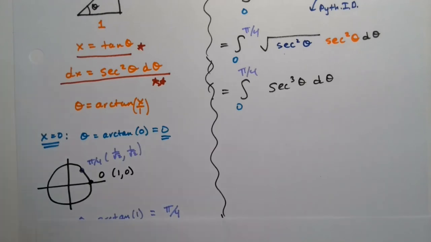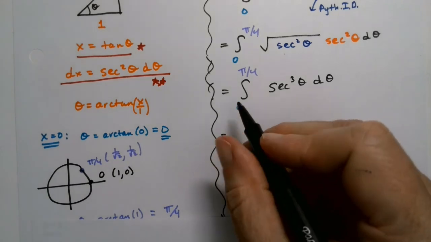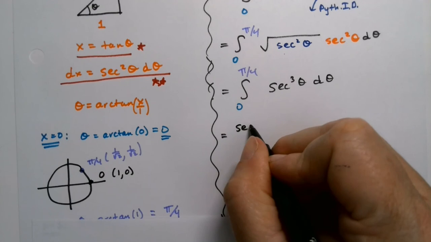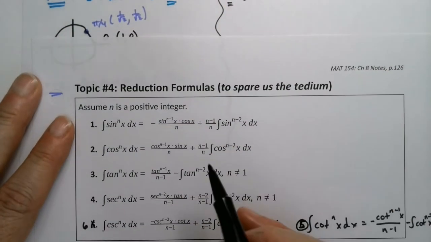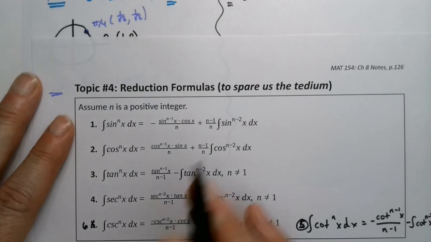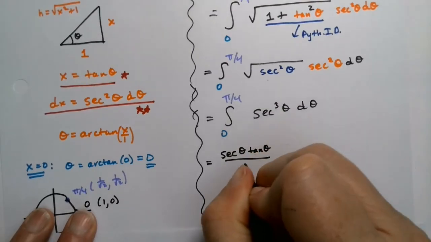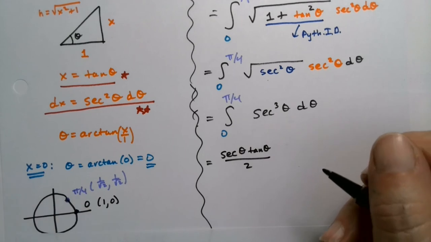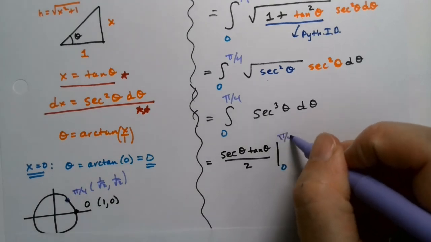So let me see here. This is equal to secant to the n minus 2. There's kind of no way for me to show this 2 at the same time. So secant to the 3 take away 2 is 1. So secant times tangent over 2. So secant theta tangent theta over 2, and that would be taken from 0 to pi over 4, right? Because there's no more integral on that piece.